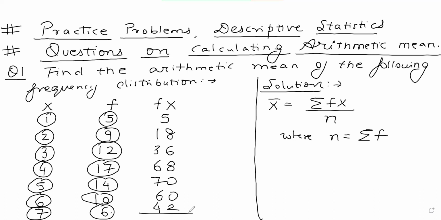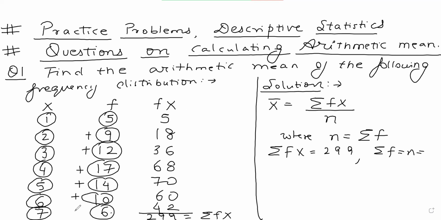Okay, now sum up all the frequencies. If I add them up, my summation fx comes out as 299. So this is my summation fx. And summation f, which is my n, is nothing but 5 plus 9 plus 12 plus 17 plus 14 plus 10 plus 6. Add all these up. You can use your calculator, simple calculator. You get n as 73.